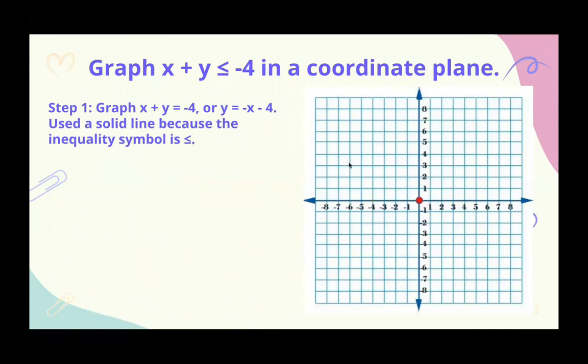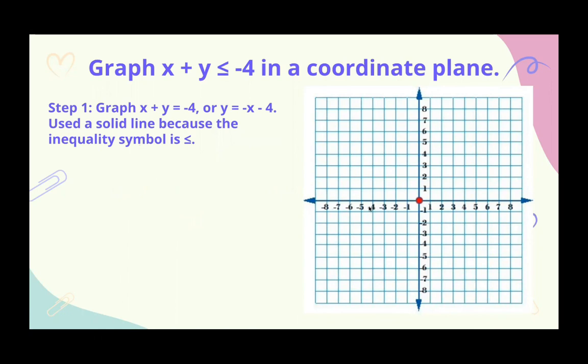You can also write this in slope-intercept form. So if you have x plus y equals -4, and you wanted to write it in y equals mx plus b, you just have to isolate y by subtracting x from both sides. Now I just want to rearrange this so that it looks more like y equals mx plus b. So I'll just switch -x and -4. And there is your final slope-intercept form equation. Now you can graph your line.